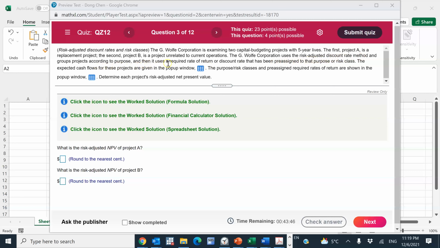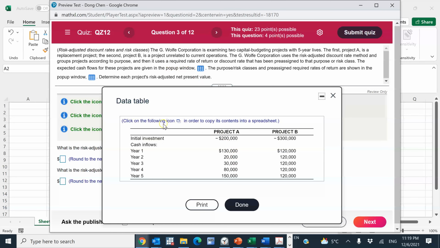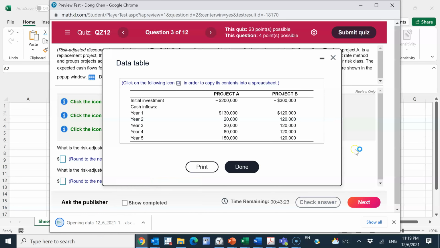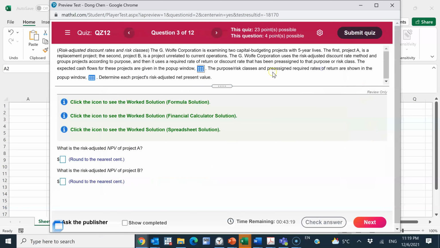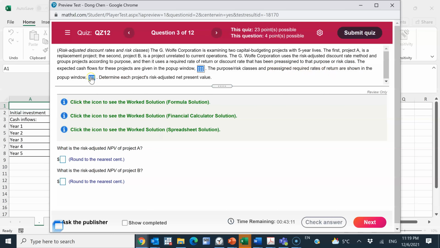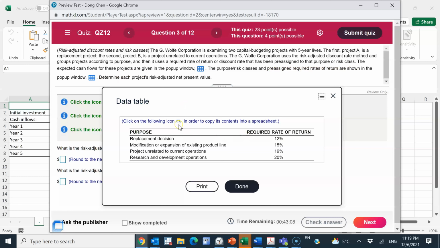And then it uses a required rate of return or discount rate that has been pre-assigned to that purpose or risk class. The expected cash flows for these projects are given in a pop-up window. So we can open this window, copy this, and open this in Excel, hence it can facilitate our calculations. And the purpose risk classes and pre-assigned required rates of return are shown in this pop-up window here, and we can also open this in Excel.